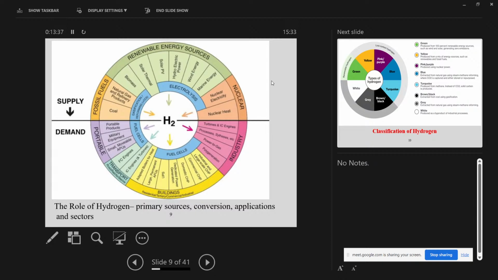One is wind energy, and the last one is the primary energy. So if you see, there are various production methods or sources by which we can easily convert these sources into hydrogen energy. And the last one here, we talk about nuclear energy.